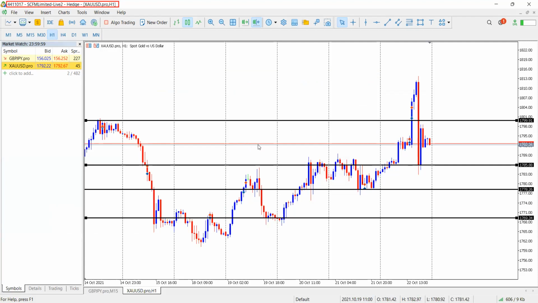Sawa, wacha tupumzike alafu turudi, sawa? To hold kama 30 minutes, sawa? Tupumzike kidogo 5 minutes alafu turudi, sawa?